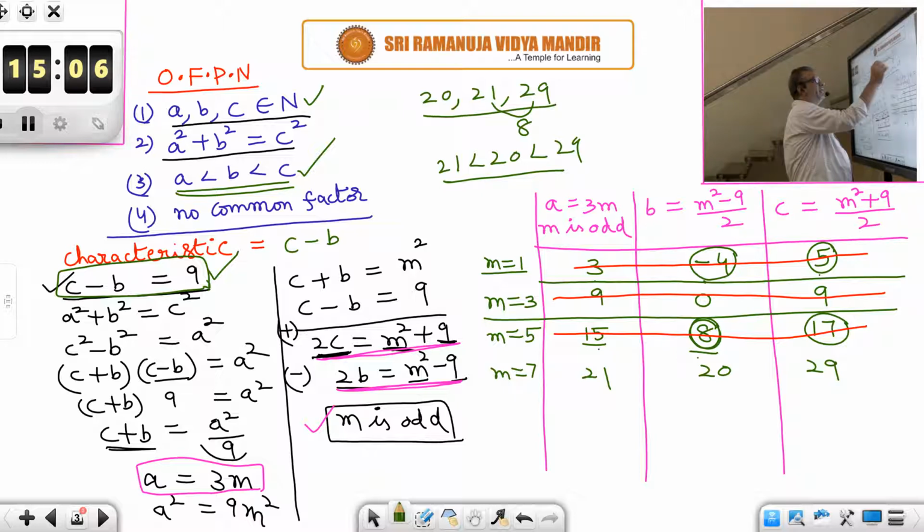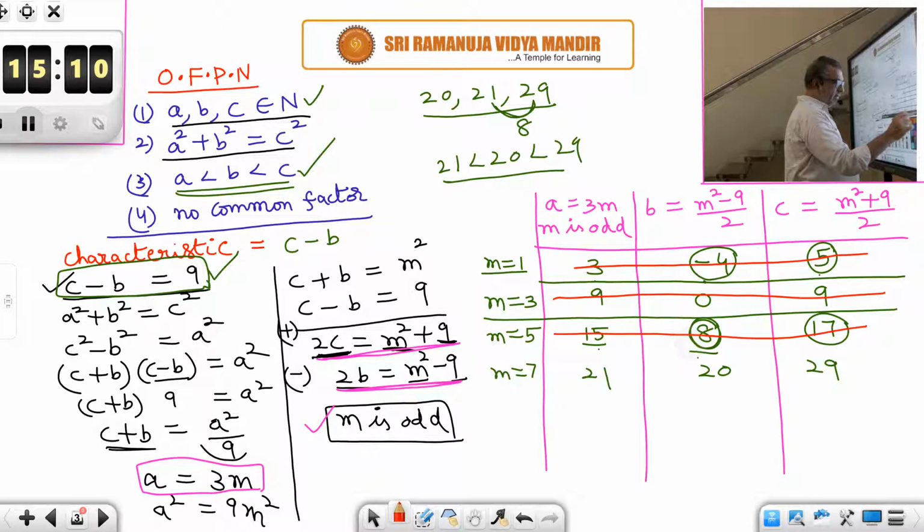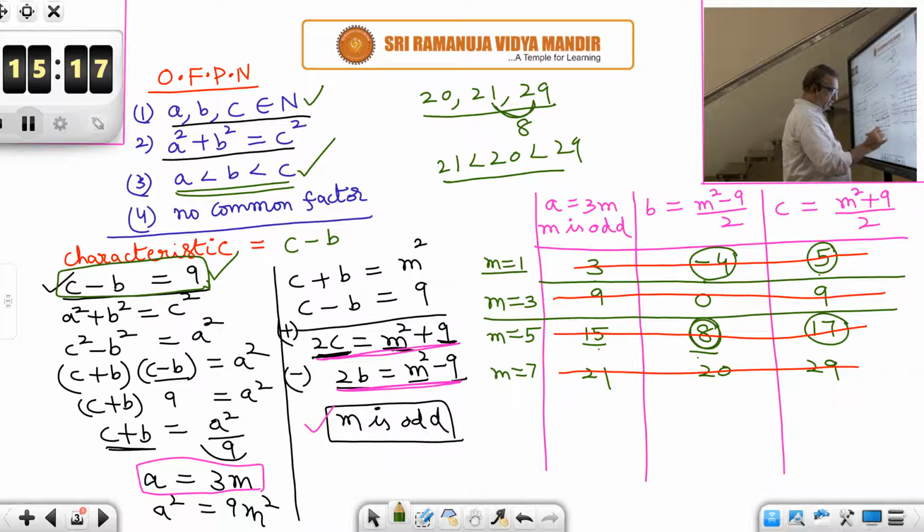20, 21, 29. Characteristic is 8 only. So, remove them. I think the next one may yield, or the next one.